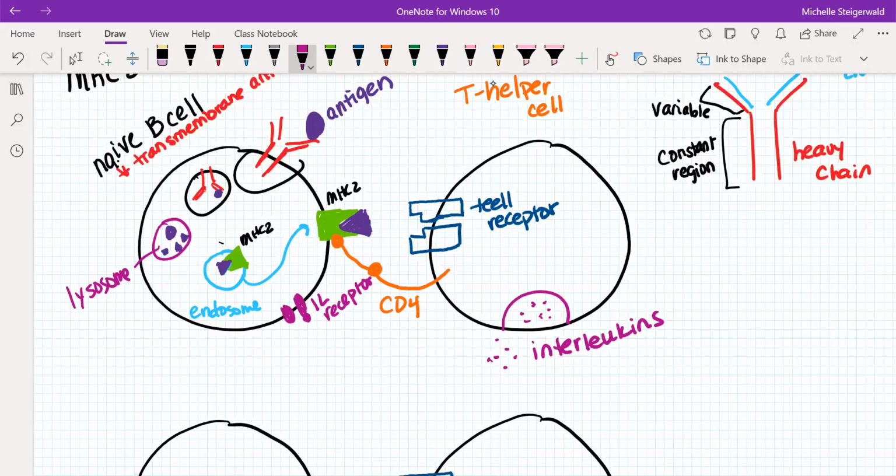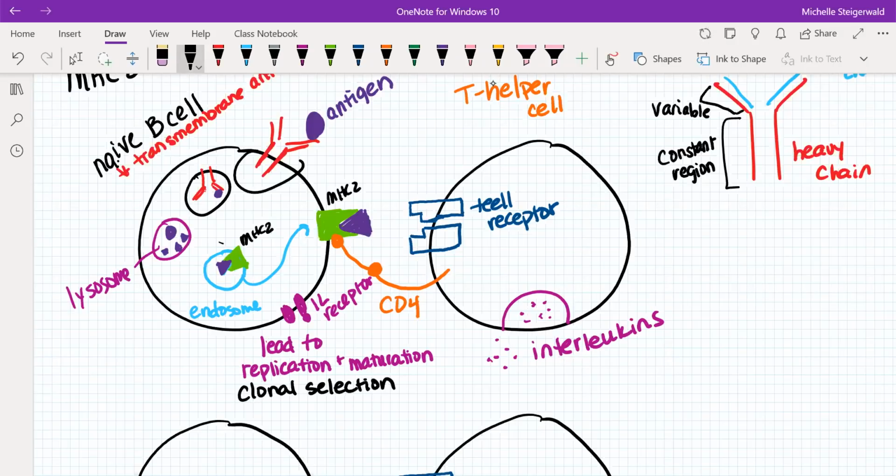And this is going to lead to the replication and maturation of the B cells. It's a process that we call clonal selection. I'm just going to put this over here. Clonal selection is going to make plasma B cells. Okay, so now you know that the particular antibody that this B cell makes is good.